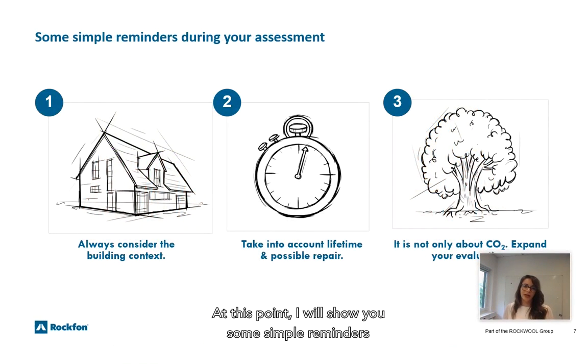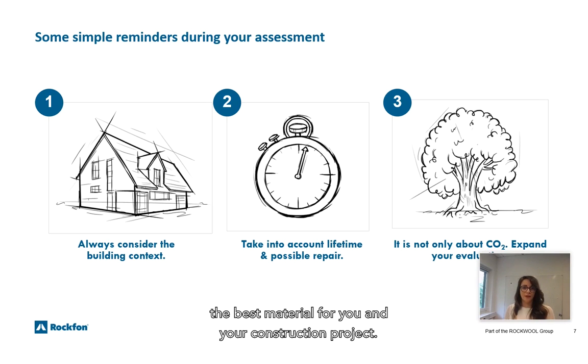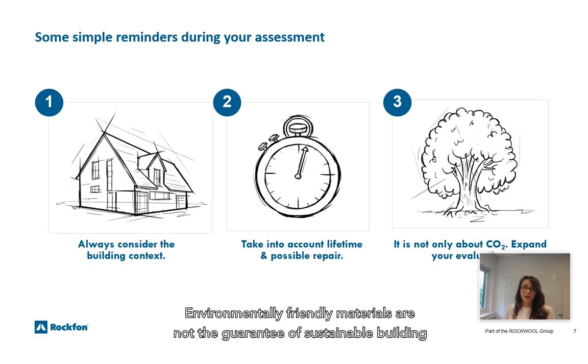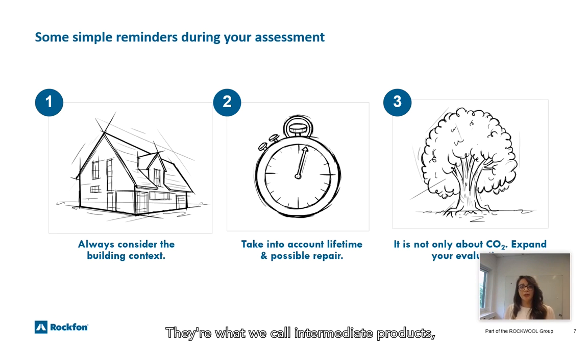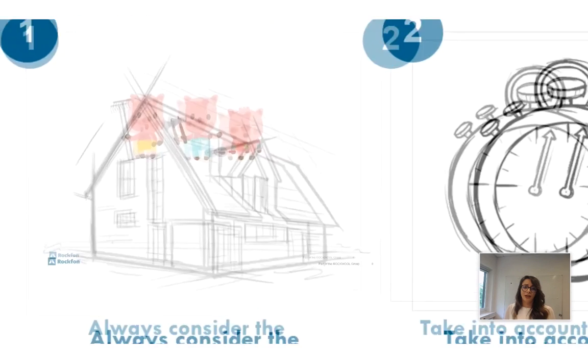At this point, I will show you some simple reminders to take into account when you want to evaluate the best material for you and your construction project. The first one is about the building context. Environmentally friendly materials are not a guarantee for a sustainable building. They're what we call intermediate products, and they develop their environmental characteristics once they are part of the building.